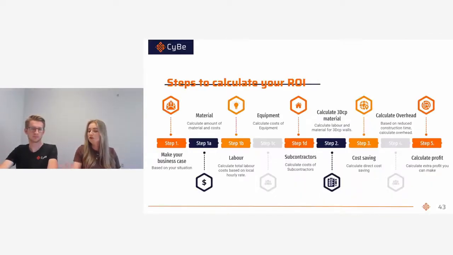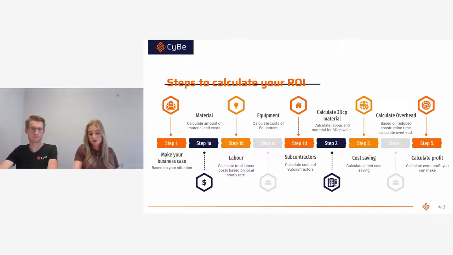So how do you then calculate your return of investment? Basically, these are the steps that we've been mentioning during this webinar. The first step is to make your business case: know which projects you want to be printing. After that, you move on to the next steps, which are, as we mentioned, to calculate the amount of material and costs, calculate the total labor costs based on the local hourly rate, which differs from country to country, calculate the cost of your equipment, and of course the cost of your subcontractors will have to be taken into account as well. After that, you can move to the second step, which is to calculate the 3D concrete printing material: calculate the labor that's required to print the wall elements and calculate the prices of the material itself.